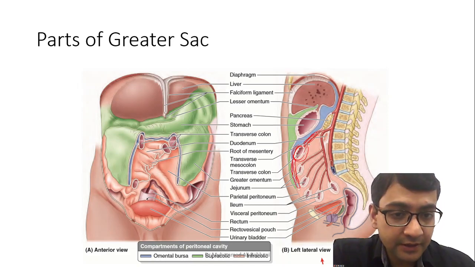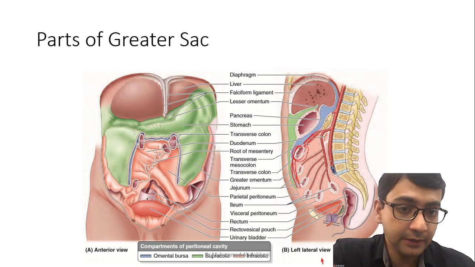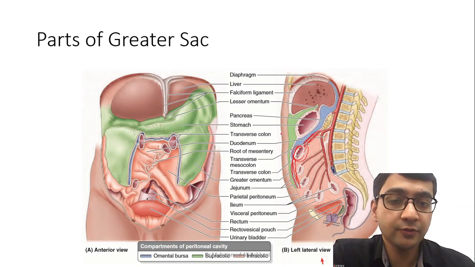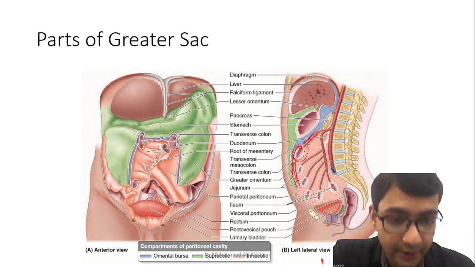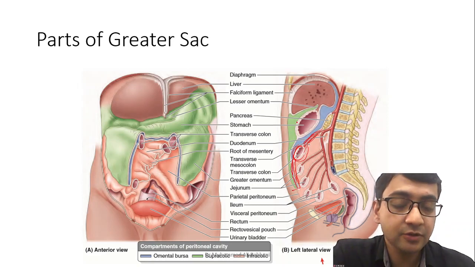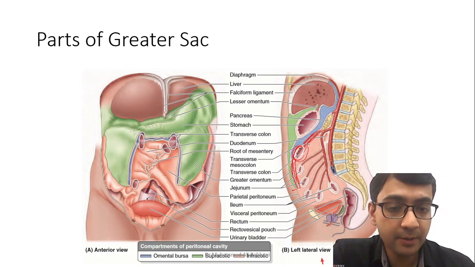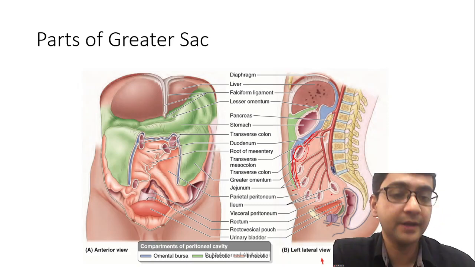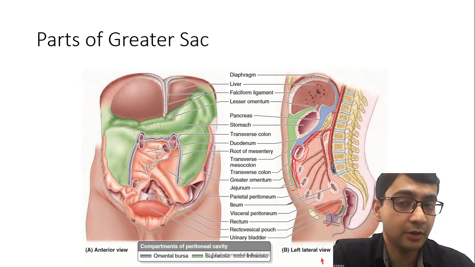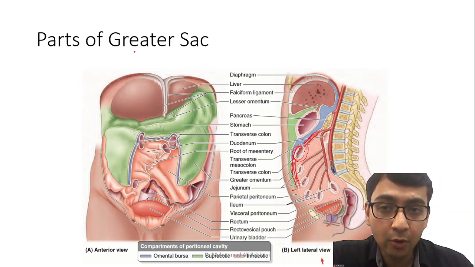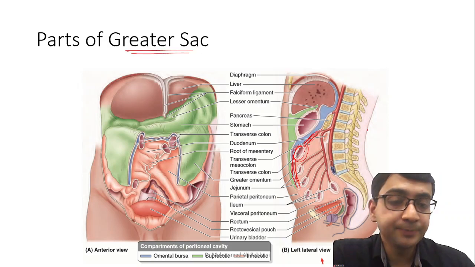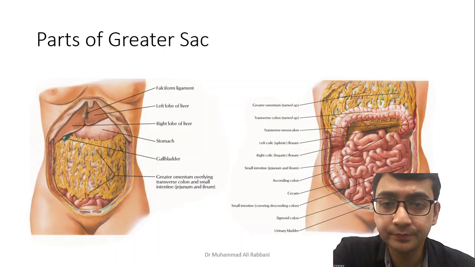Everything that is above this drawn line is considered to be a part of the supracolic compartment. Here you can see that above this line, it is labeled in green. Everything below and behind it is considered to be a part of the infracolic compartment. Remember, I am only talking about the greater sac. The lesser sac remains in its place, just like we discussed before.